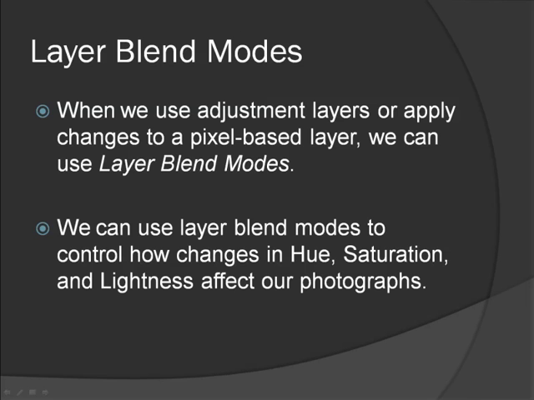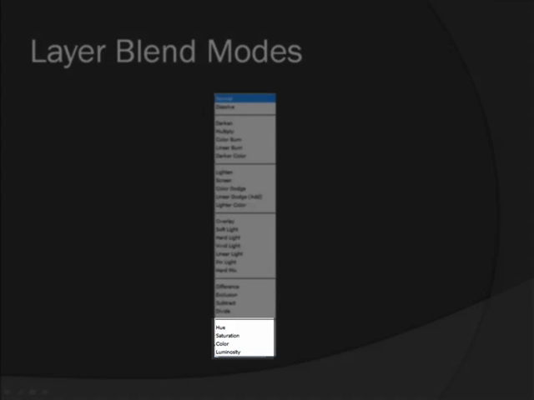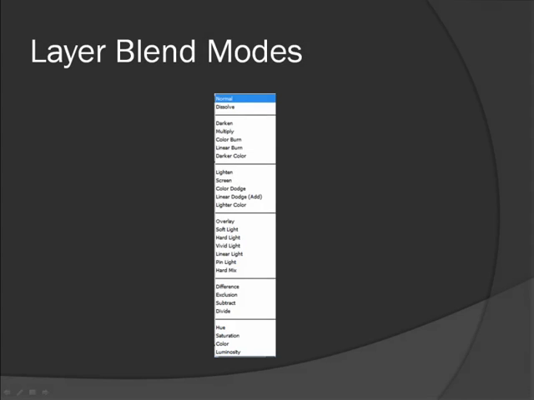With this episode, we begin to focus on the practical implications of color theory for our digital photographs. When we use adjustment layers or we apply changes to a pixel-based layer in a tool like Photoshop, we can use layer blend modes. We can use layer blend modes to control how changes in hue, saturation, and lightness affect our photographs. There are 4 layer blend modes that can be helpful when we make adjustments to color or tone: hue, saturation, color, and luminosity.